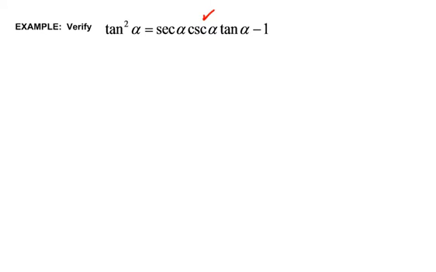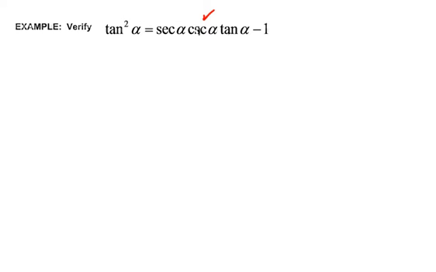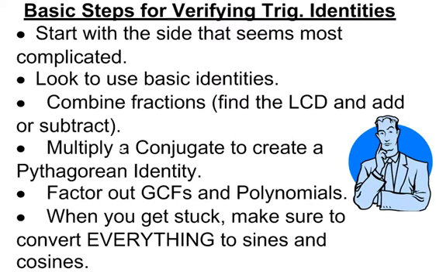As we continue to look at that, the next thing we would want to do would be look to use basic identities. Well, I don't see any basic identities already posted there. I do have a minus 1, and that makes me think about some Pythagorean identities, but I don't really have anything there that's going to lead to one on that right side anyway. So we're going to continue down the list. We'll combine fractions. We don't have anything like that. We don't have any multiplying or conjugates. Not going to really do anything.